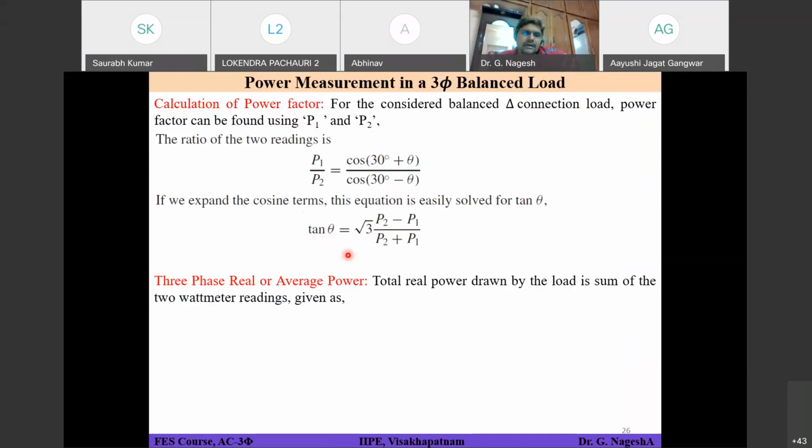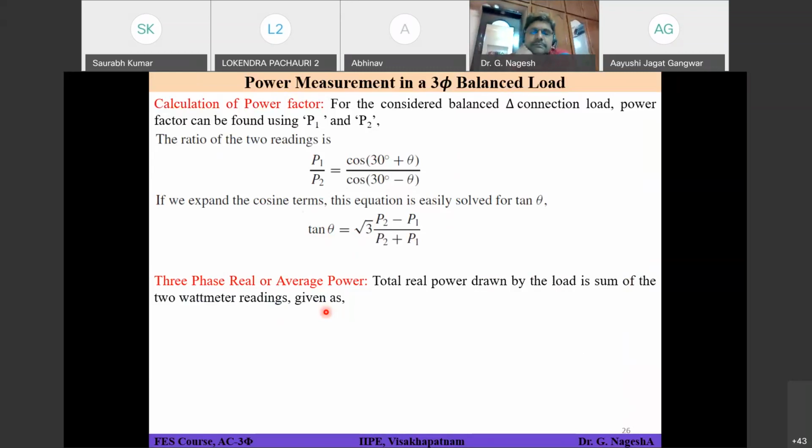Right, so I have told P1 plus P2 will give you the total three-phase power consumed by the load. You have the expression for P1 and the expression for P2. Try to add up those two. The total real power drawn by the load is the sum of the two wattmeter readings. Try to add P1 plus P2. That means VL IL into cos of (30 plus theta) plus VL IL into cos of (30 minus theta). So VL IL will be common, and you get root 3 times VL IL into cos theta.